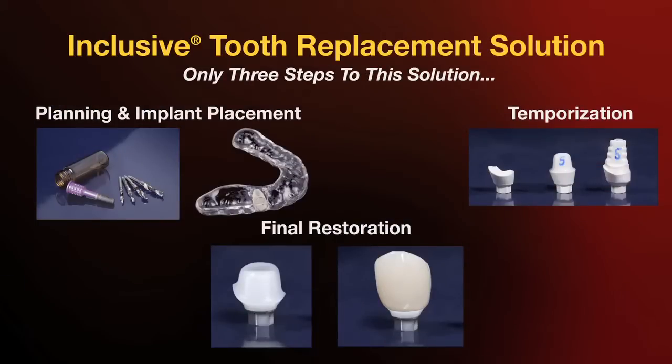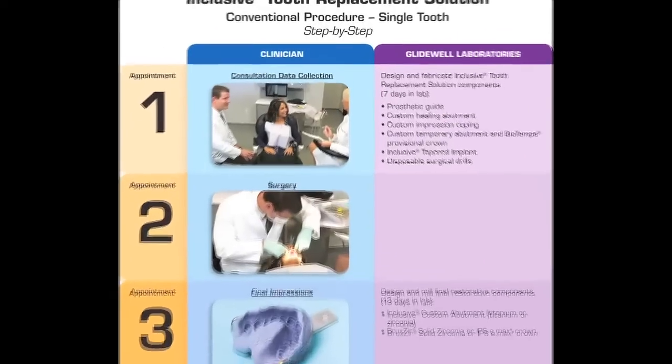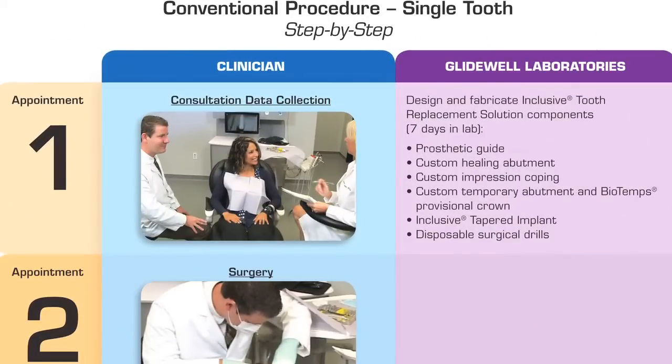Now that you are familiar with the components of the inclusive tooth replacement solution, let's next examine, step by step, the process involved in restoring a case using the system. Seen here is a summary chart of the appointment steps needed, which will be examined in greater detail. The initial appointment is the consultation and data collection appointment. At this time, upper and lower PVS impressions and a bite registration are taken, as well as any preoperative photos.